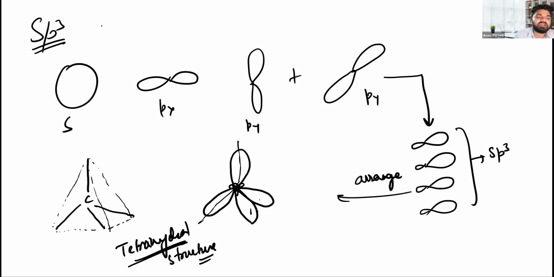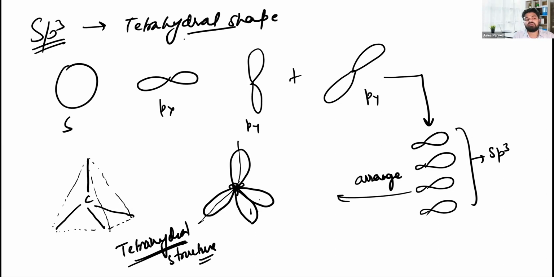The shape of sp3 hybrid orbitals: if in a compound the central atom is going to have sp3 hybrid orbitals, then the shape of that compound will be tetrahedral. Tetrahedral shape will be there if a central atom is going to have sp3 hybridization, and the bond angle will be the same, that is 109 degrees and 28 minutes.